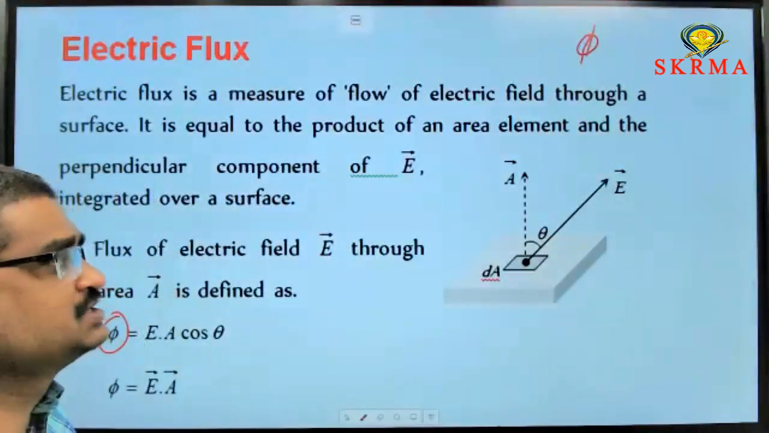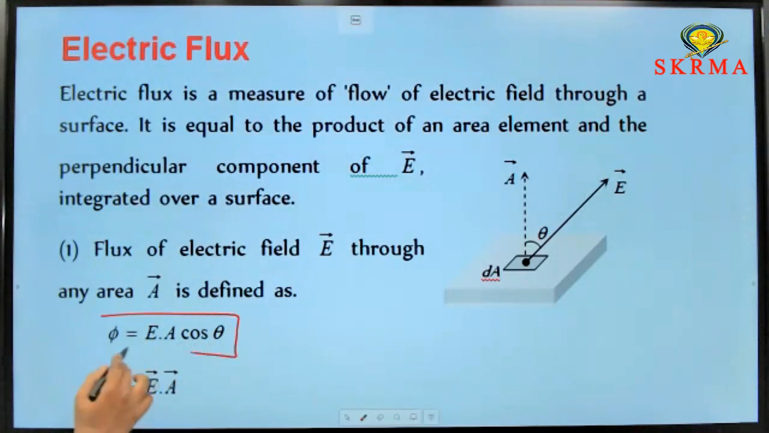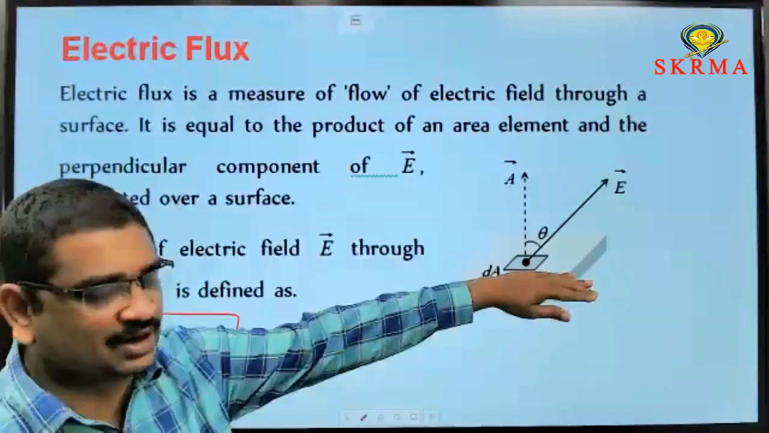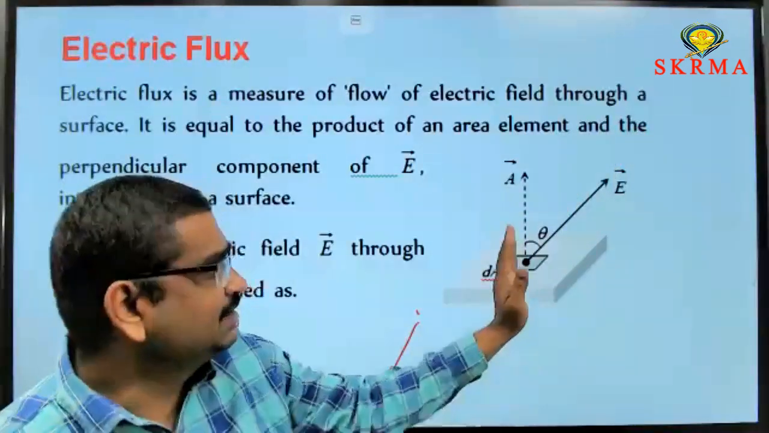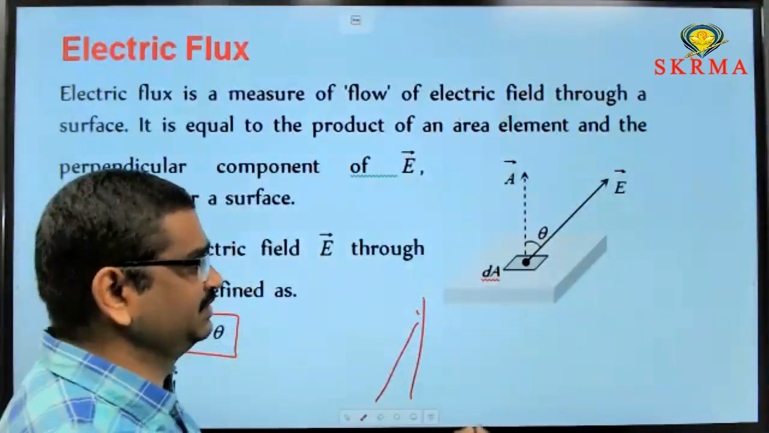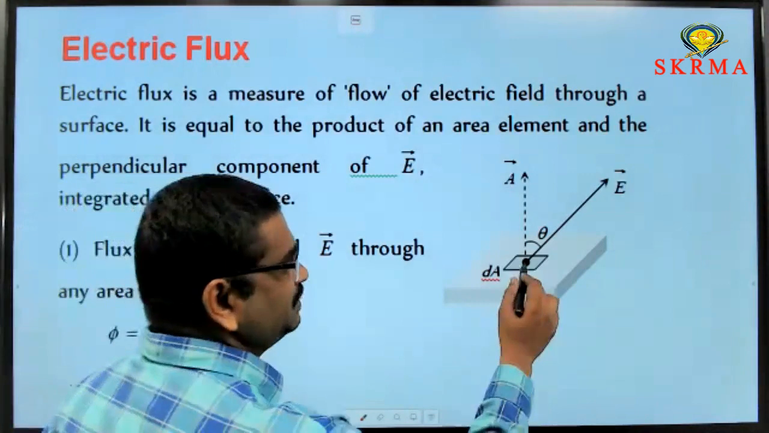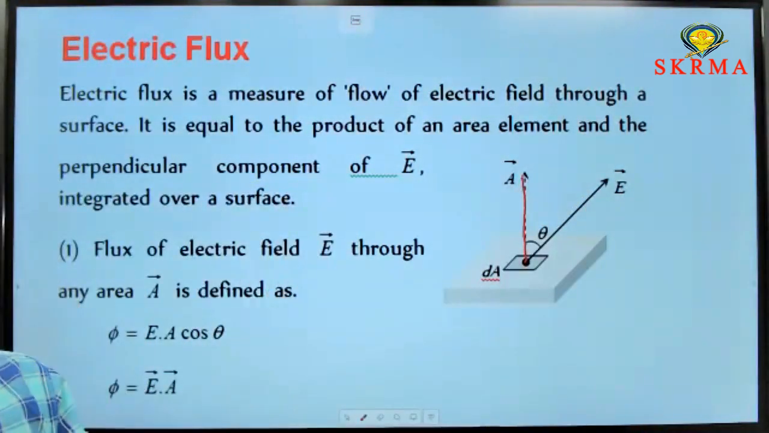Now, what is the equation for this one? Electric flux can be written as phi equal to EA cos theta. For example, assume that this is one surface. For this one, the electric field is directed like this. The area vector is always perpendicular to any surface. Area vector means that it should be perpendicular to the surface.